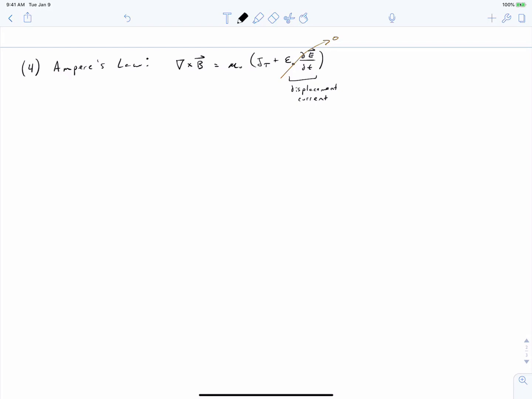At this point, it is convenient to define a new field quantity called the H field, or the magnetic field intensity.